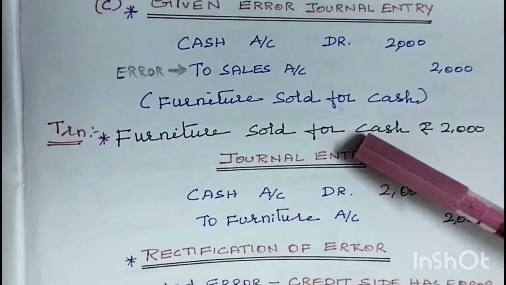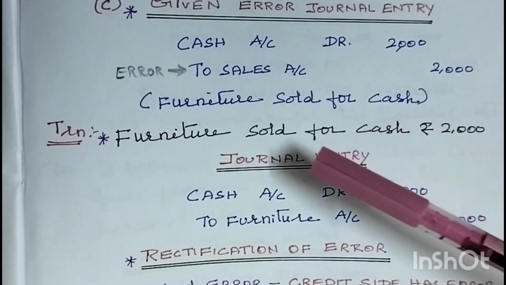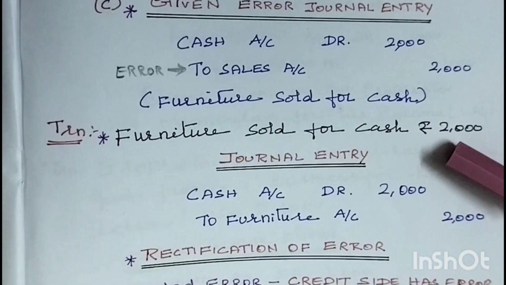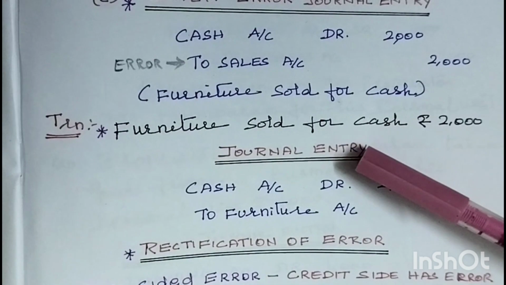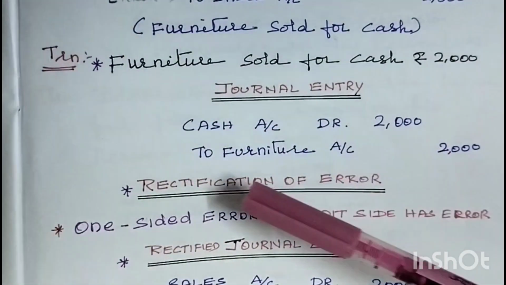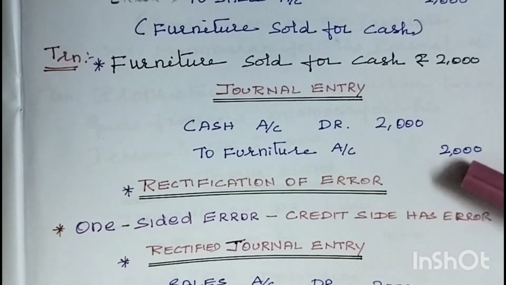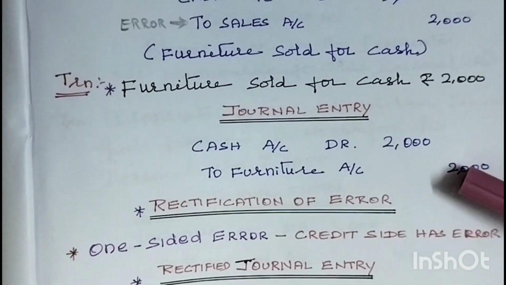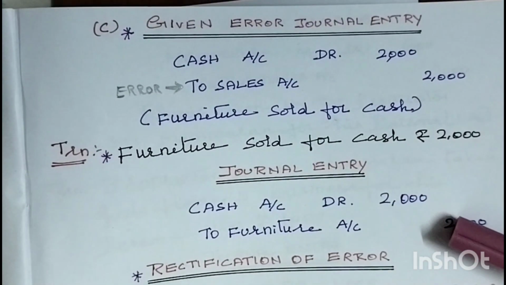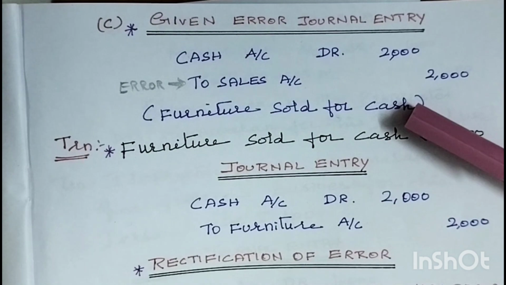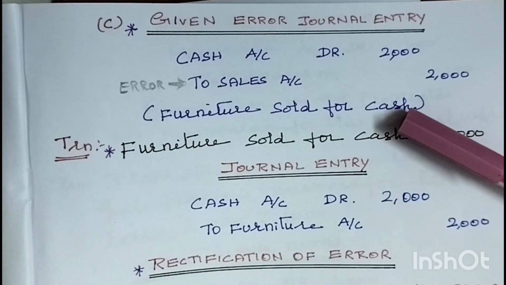What does this transaction tell us? They sold furniture for cash rupees 2,000, isn't it? What is the journal entry for this? Cash account debtor 2,000 rupees to furniture account 2,000 rupees, isn't it? Okay, where is the error? Listen here. Furniture sold for cash, they gave the narration.